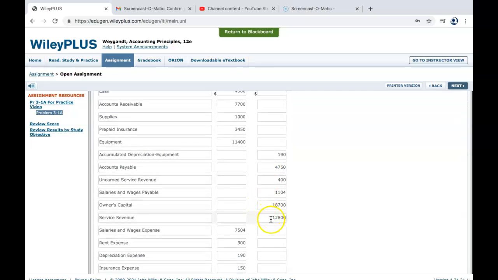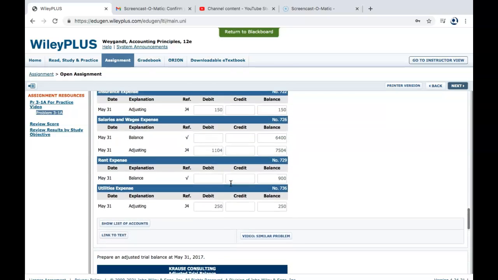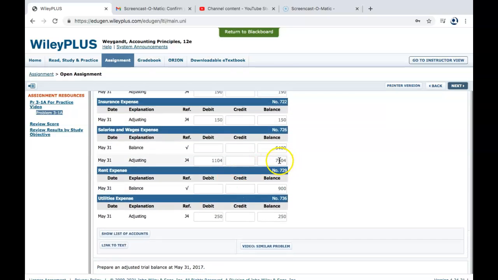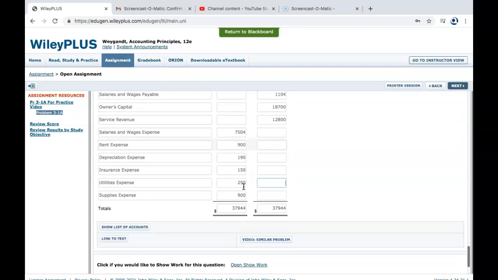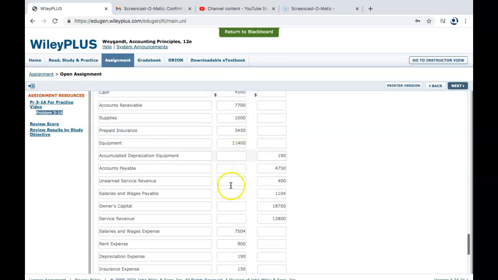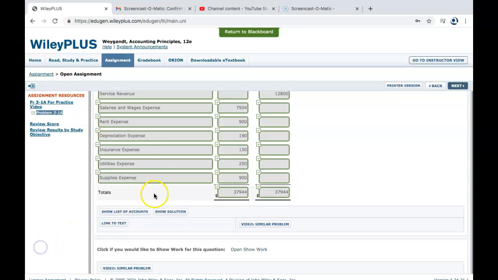Let's go down here. Is that what it is? Yes, it is. Salaries and wage expenses, is it 7,504? Let's see. Yes, it is. So that's all that you need to do to complete this part. And then the last part is you just need to add each column up, right, to get the total for the debits and the credits, and they should equal each other. Okay, so they do equal each other, and everything is good because we have a check mark here.